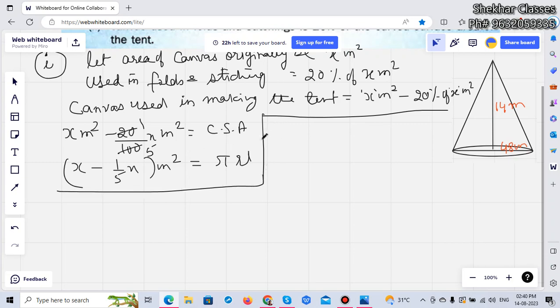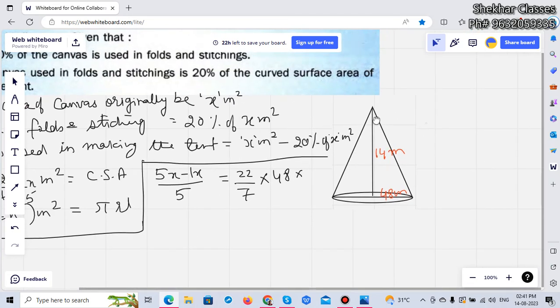5x minus x upon 5, that is 5x minus 1x upon 5, is equal to 22 by 7 into radius, which is 48, and height is okay. L we have to find. So we have to first find L. So let's find L first here. We have not got that.